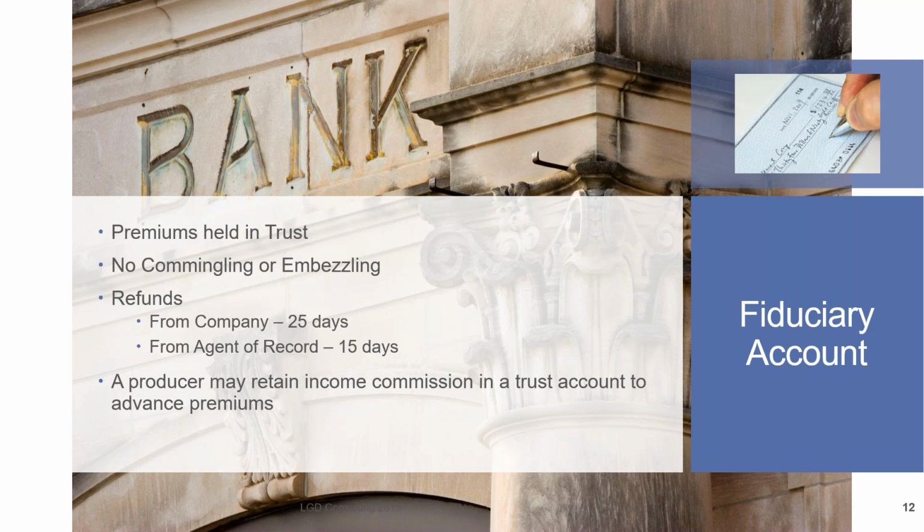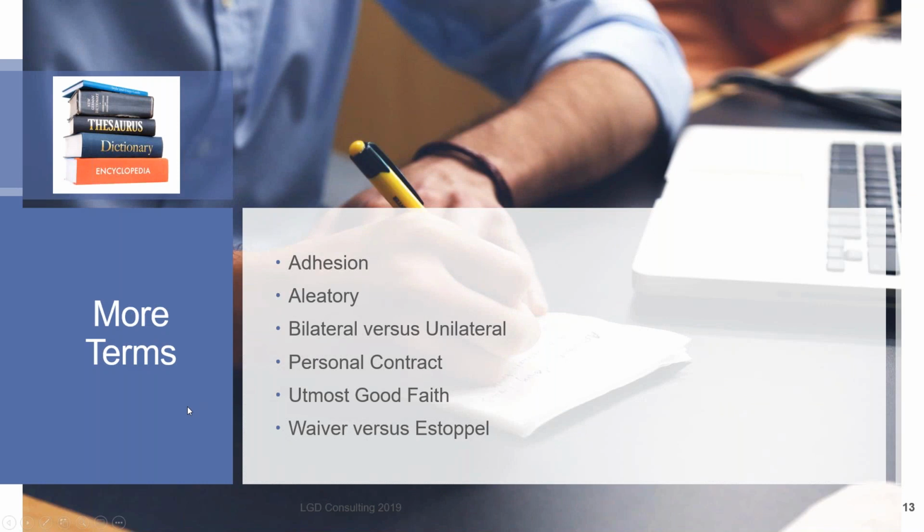Now, you're really not going to do this in the real world, but in the test world, it is acceptable. A producer may retain income commission in a trust account to advance premiums, right? But be wary, every once in a while they'll throw in a not. A producer may not retain income commission in a trust account to advance premiums, and that would be a false statement if they put that not in there, okay? And again, in the real world, you're typically not going to be doing this, right? But for the test world, it's allowable, right?